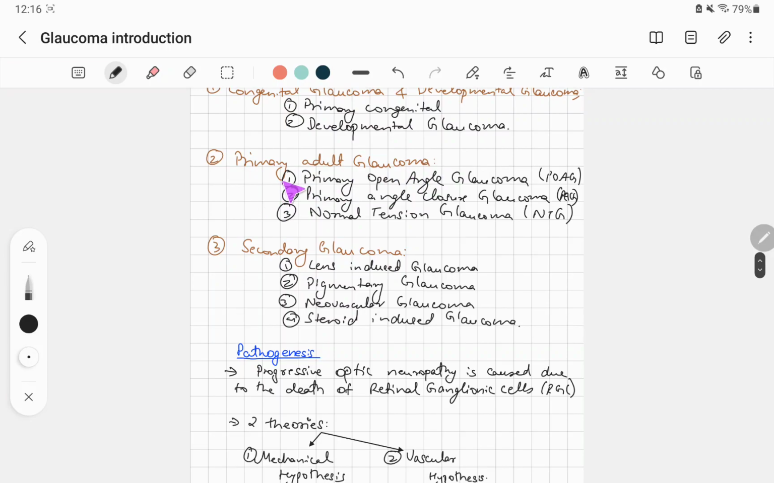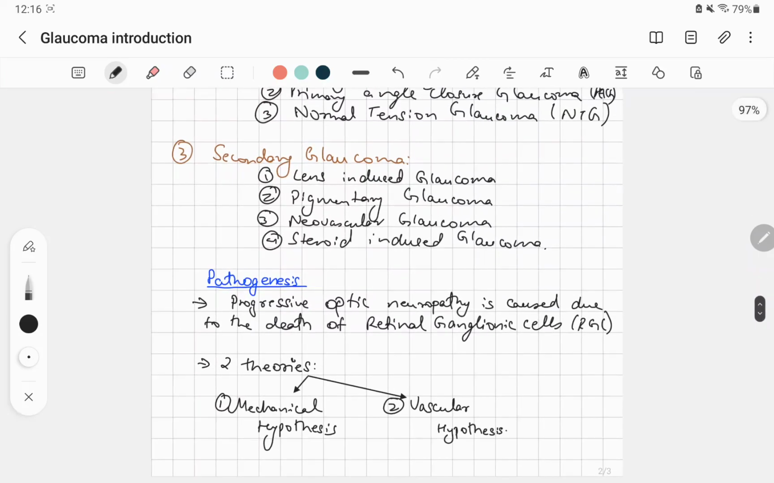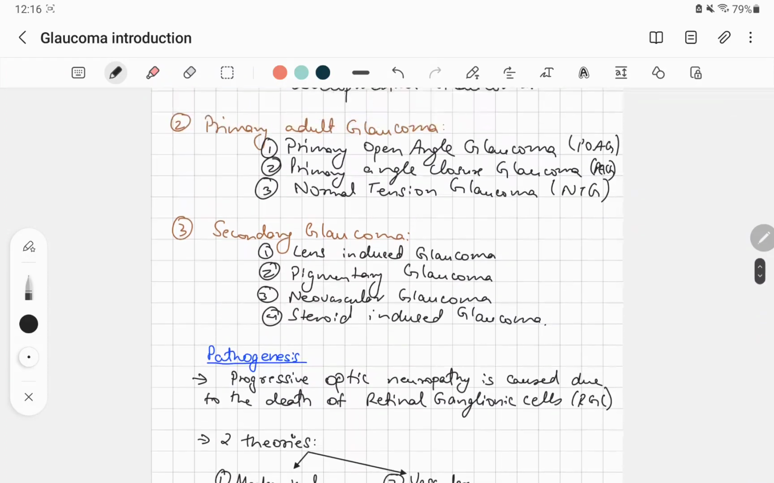And the other is primary adult glaucoma. That can be subdivided into primary open angle glaucoma (POAG), primary angle closure glaucoma (PACG), and then normal tension glaucoma, like we have discussed up above. And then we discussed congenital or developmental, and then primary.